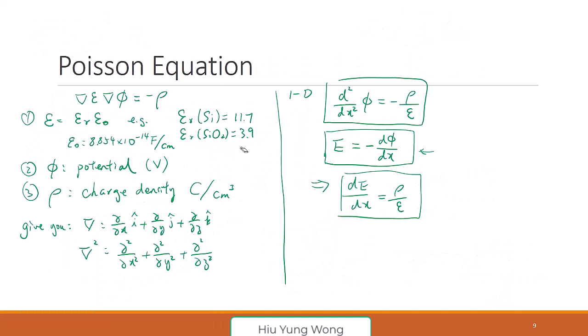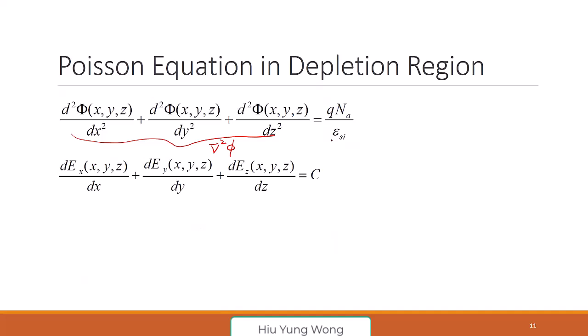Remember the Poisson equation is the divergence. If you put epsilon in here, if it's constant, you have divergence squared phi equal to negative rho over epsilon. This is the rho. But in the depletion region, you only have Na. Maybe you kind of forgot what kind of charge we have. What charge do we have in a semiconductor? Can you tell me what is going to contribute to the charge?